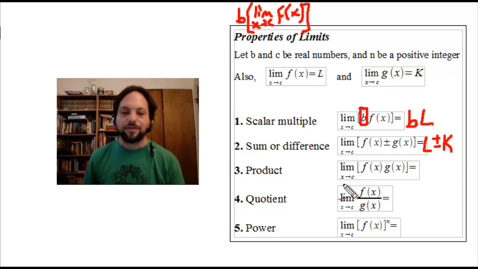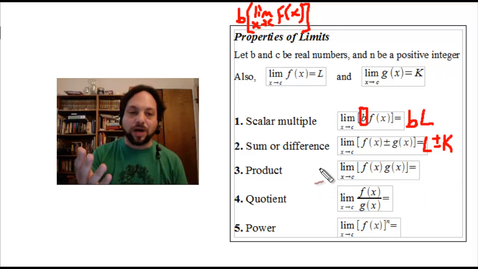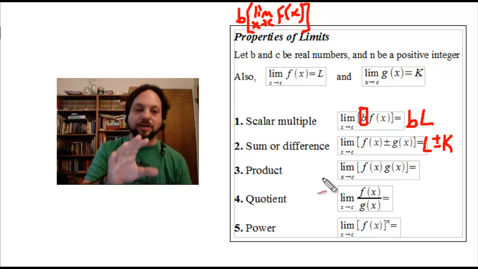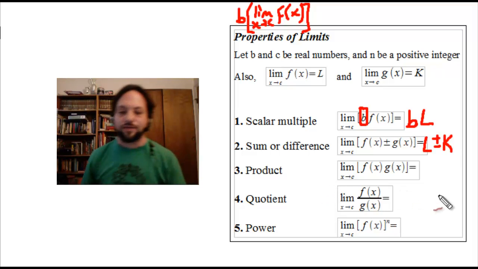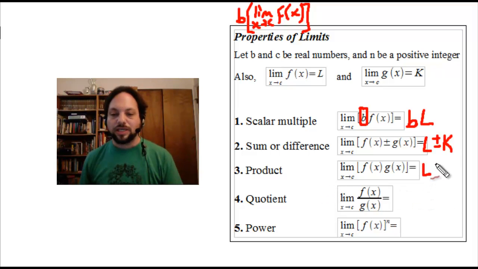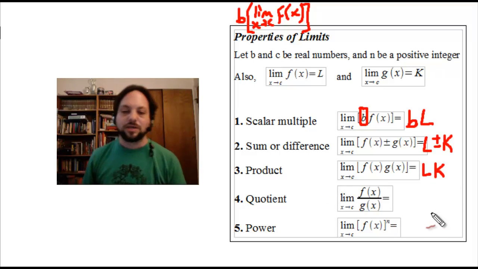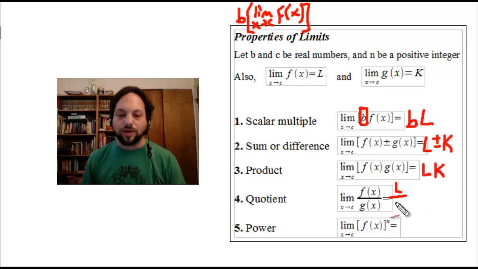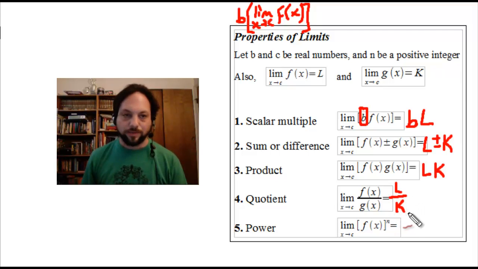So that's easy enough. Likewise, the product. If we're doing the product of some function times the product of another function, all we need to do is simply multiply their limits to find the composite limit. Easy enough. If it's a rational function like this, f of x over g of x, we can evaluate that, and that will simply be L over k, usually.